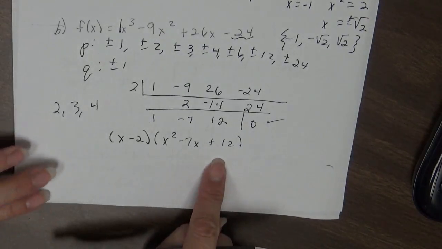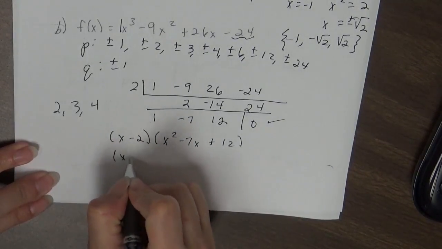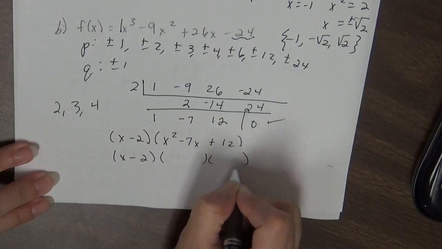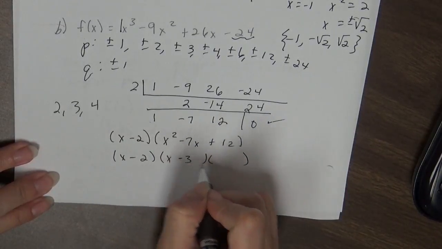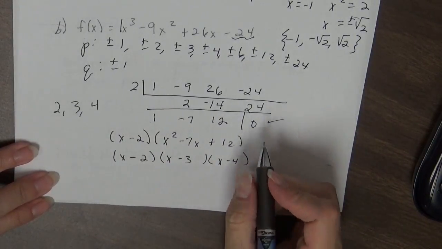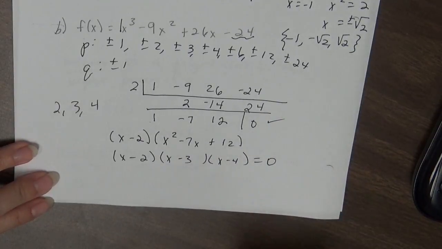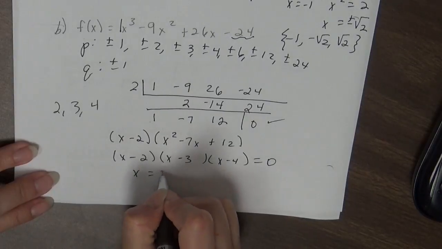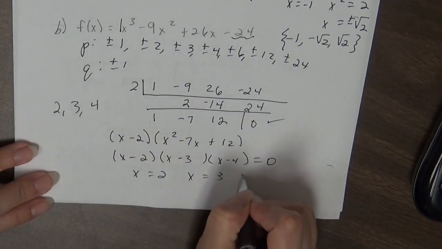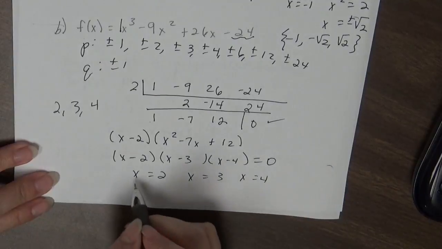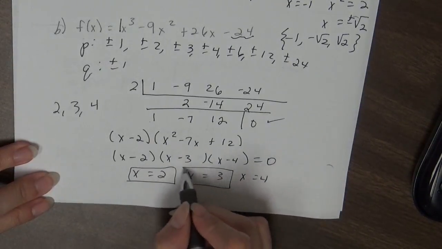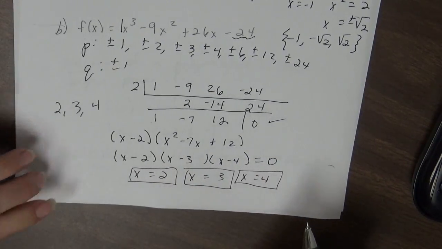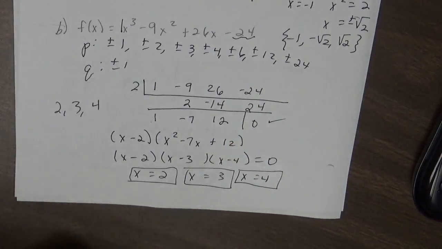This trinomial can easily be factored. So you've got x minus 2, and then that's going to be x minus 3 times x minus 4. Set it to 0 and solve this. So you can see you're going to get x equals 2, x equals 3, x equals 4. So the calculator is, of course, a tool to help you, but still make sure you back up your work.